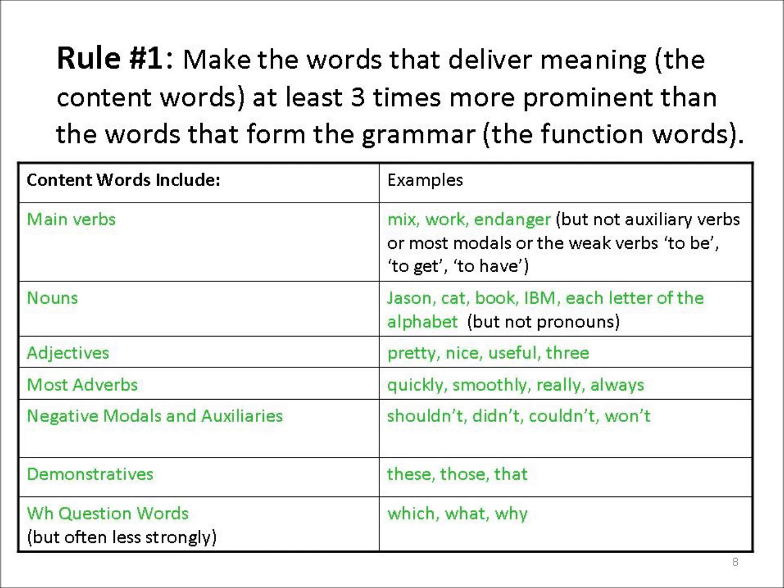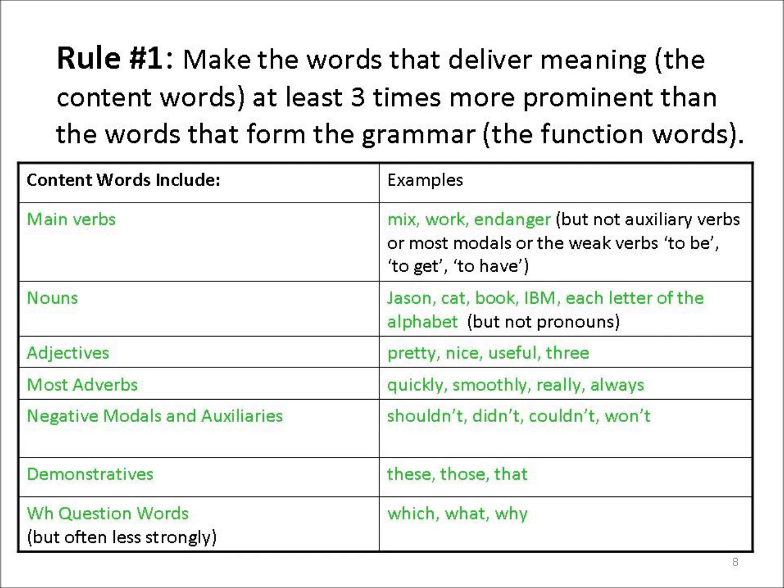Content words include main verbs. So if I were to say a sentence with the word mix or work or in danger, those words would have a stress in my sentence. But I wouldn't normally stress auxiliary verbs or modals or weak verbs. For example, I wouldn't say, I am a professor, unless I wanted to sound rather proud of myself, or I have a house, unless I was thinking, how about you, do you? Those words are generally reduced.